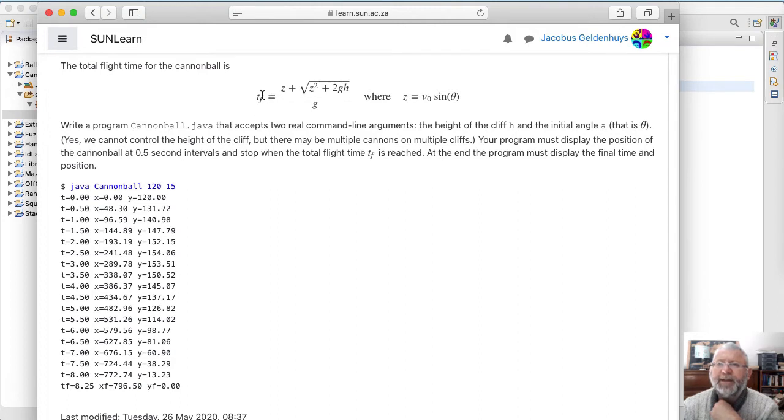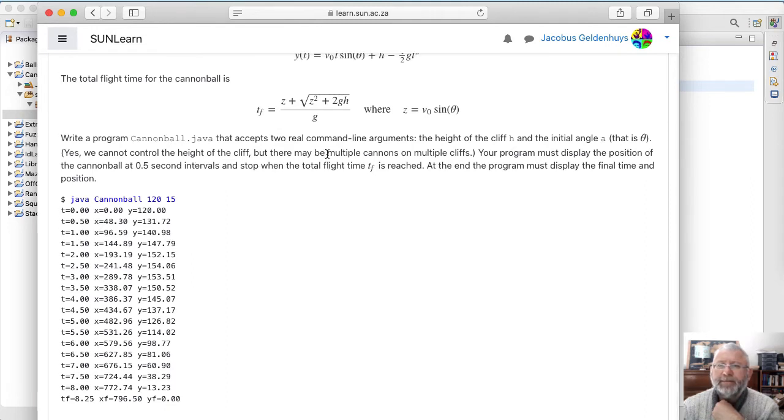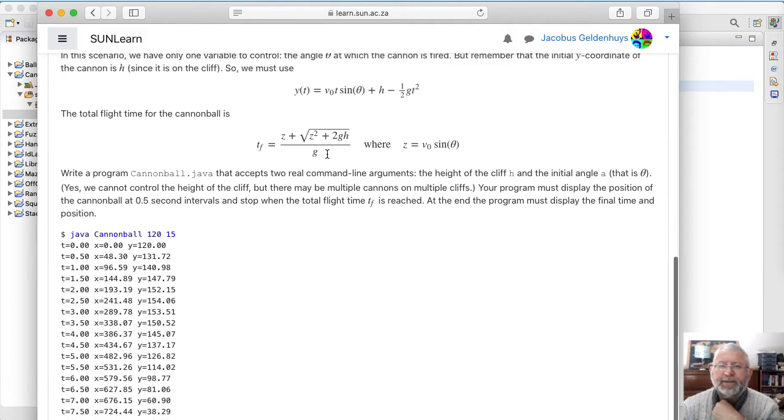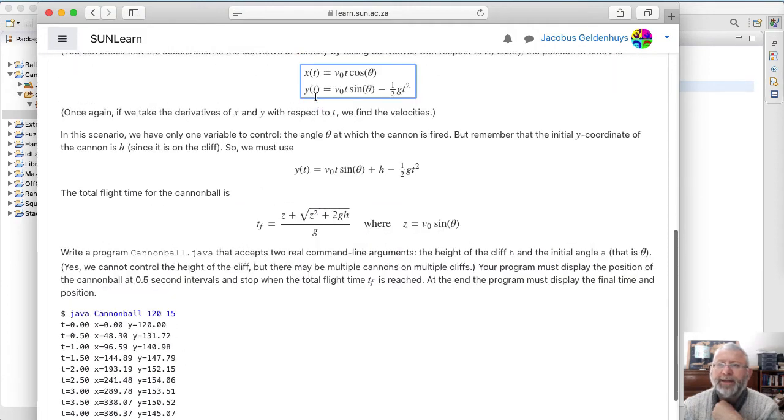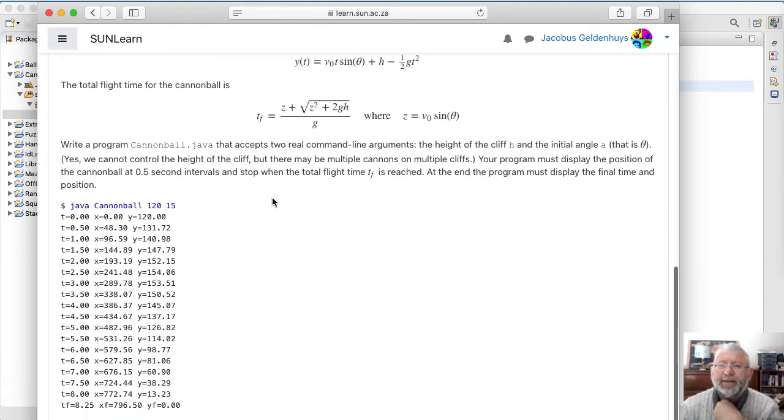Okay, fine. So I calculate this. Can I do that? I've got the initial velocity. That's 100 always, I said. I've got a, I've got g, I've got h. Cool. Okay, right, good. So I know the total flight time, and I just calculate these positions using this formula, y(t) and x(t). Seems like it. Okay, good.